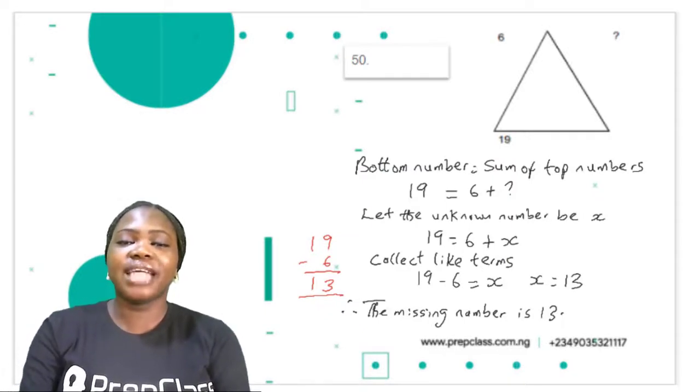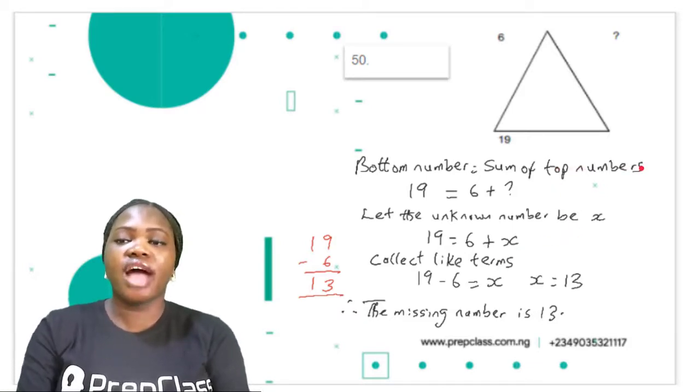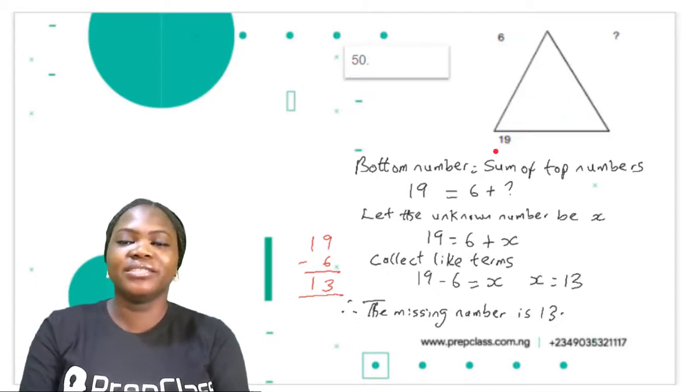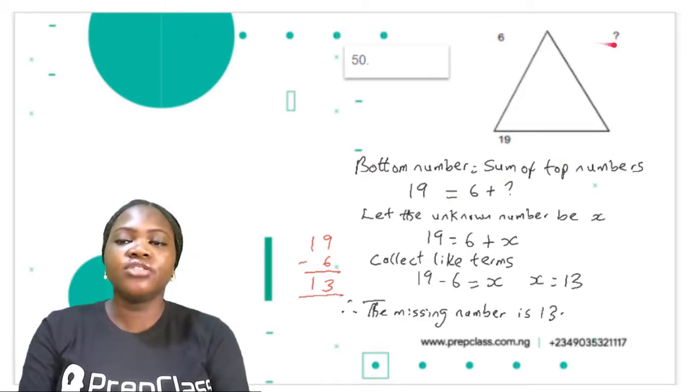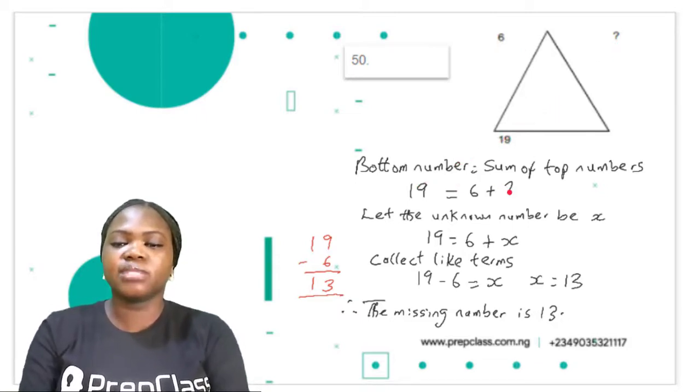Okay, so from the samples once more, we know that the bottom number is equal to the sum of top numbers. So all you have to do is to add the top numbers to get the bottom number. So we have the bottom number as 19 already. So 19 equals the sum of the top numbers. We have 6 plus unknown. We don't know this. So let's write it: 19 equals 6 plus unknown.